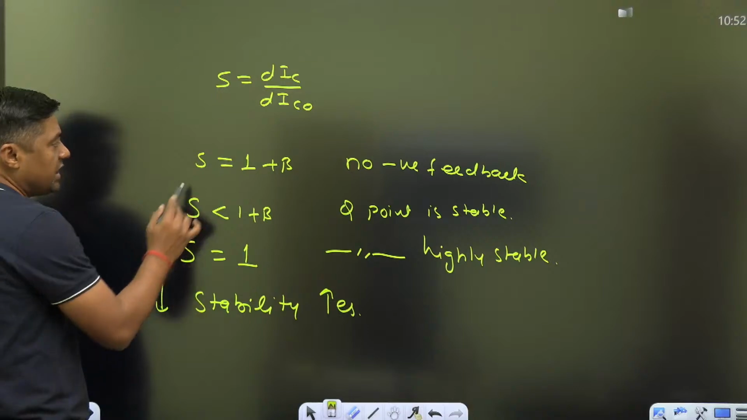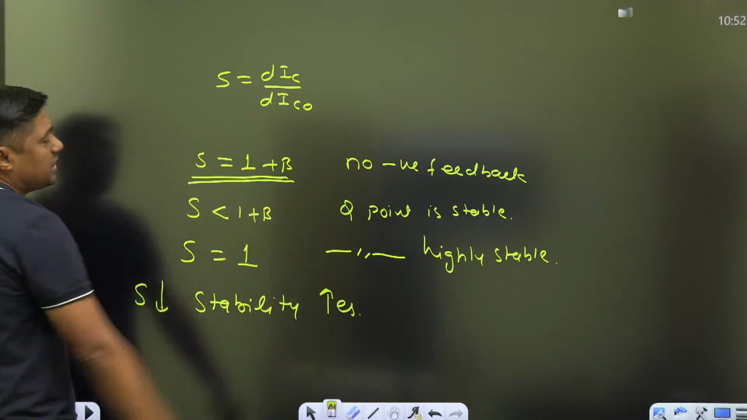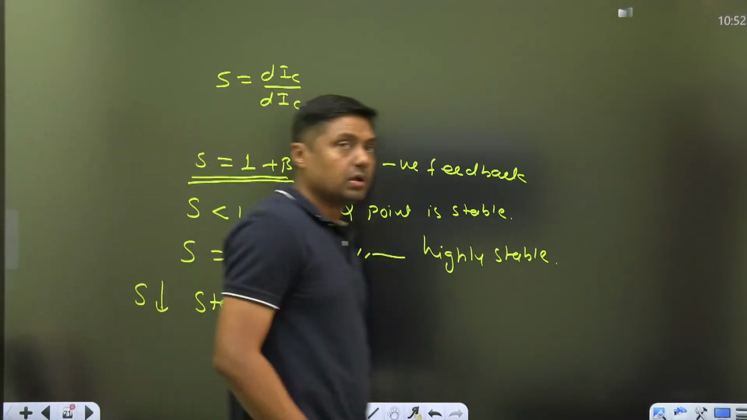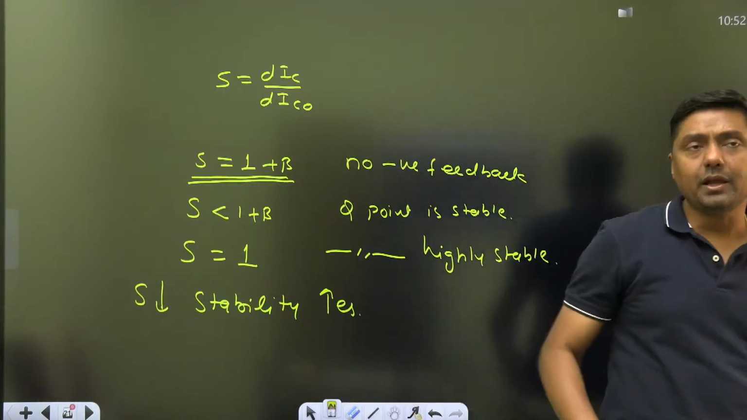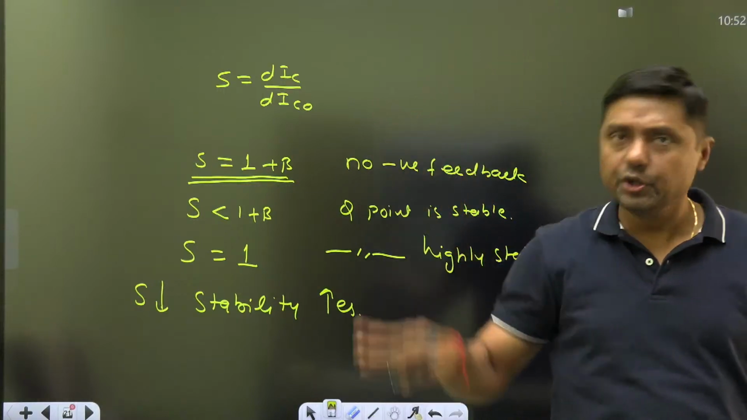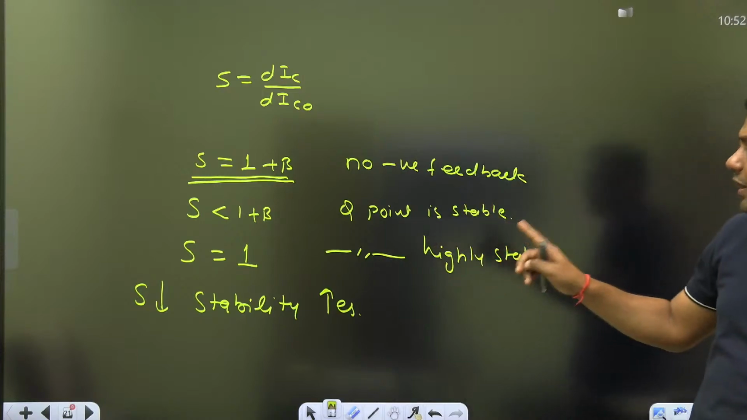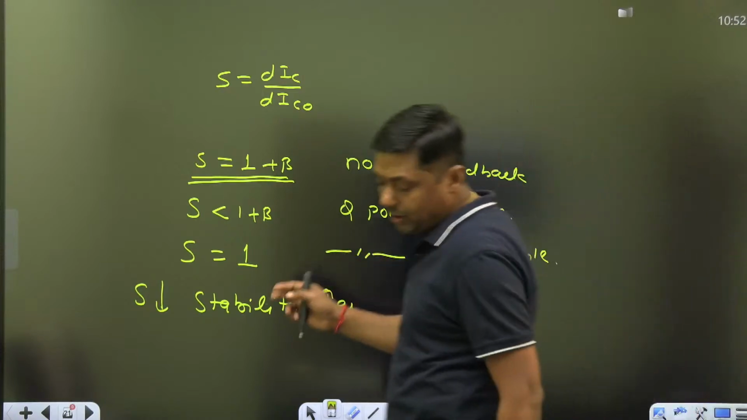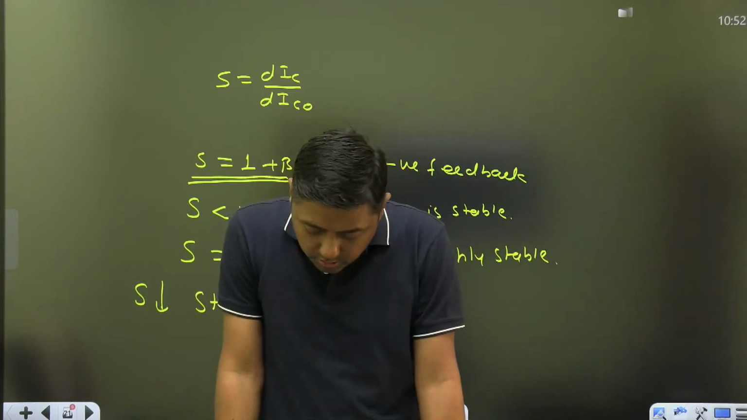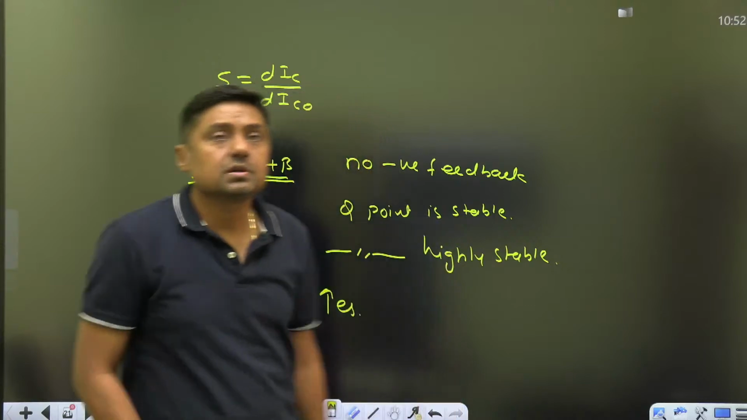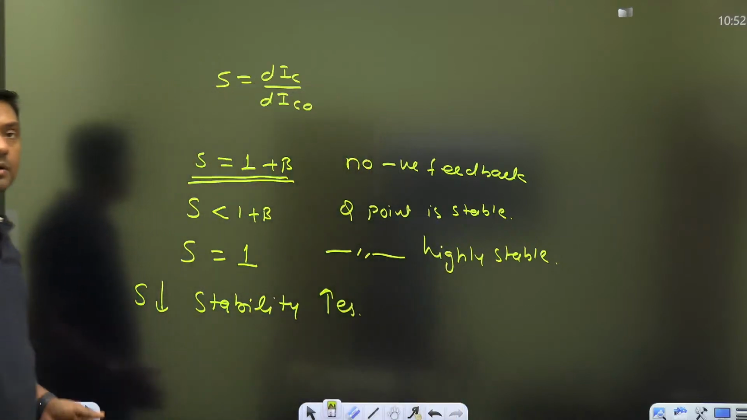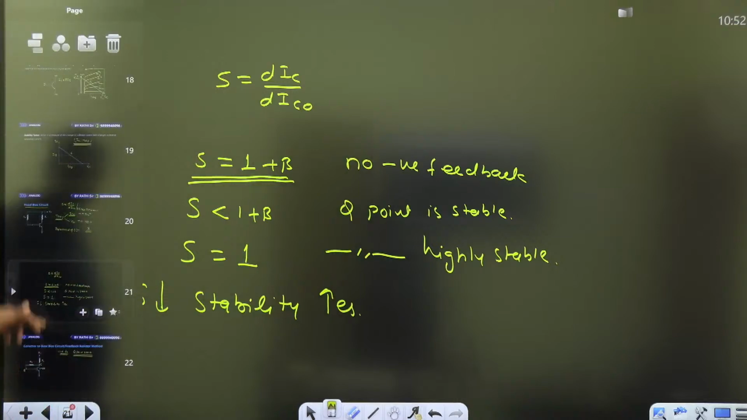What is the lowest value of the stability factor? 1. And what is the highest value of the stability factor? 1 plus beta. And when we are giving the negative feedback, the stability factor will reduce. The lowest value is what? 1. Lowest value is 1. Now are you ready to solve some questions on this topic? चलिए आइए क्वेश्चन बनाते हैं.